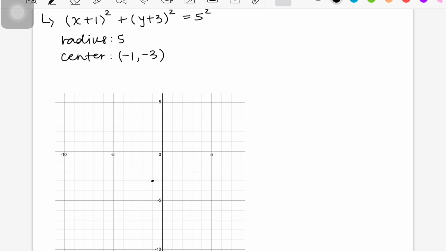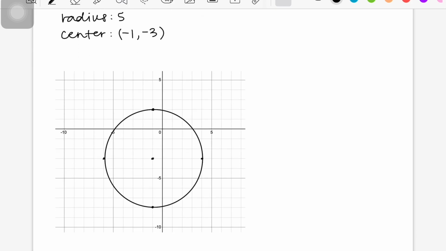Then we need to move out as many units as our radius in all directions. So we'll get 1, 2, 3, 4, 5 units this direction, 5 units here, 5 units there, and 5 units there. So then our circle would look something like this, and GoodNotes is going to make the circle nicer for me. There we go. Alright, so that'll be it for this video.